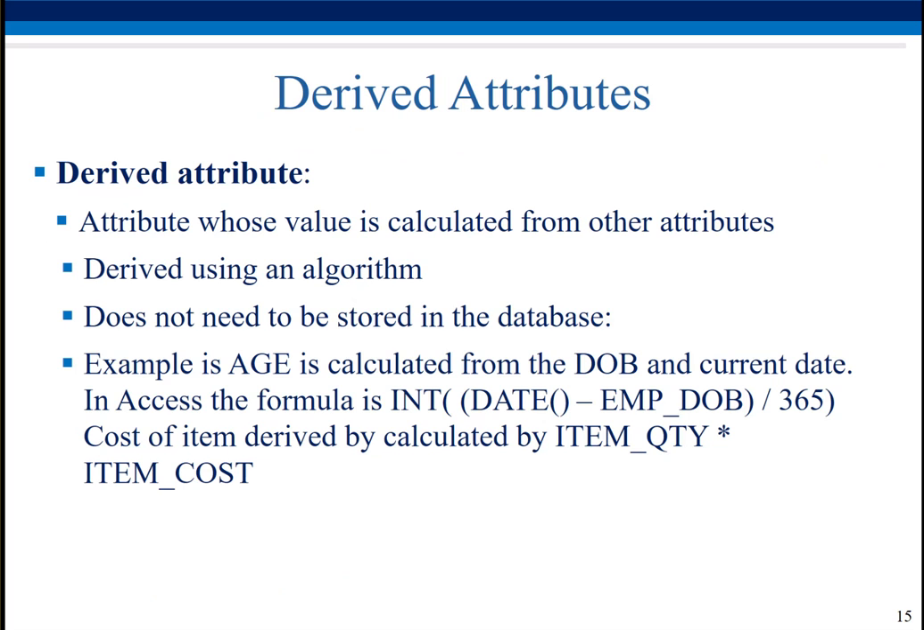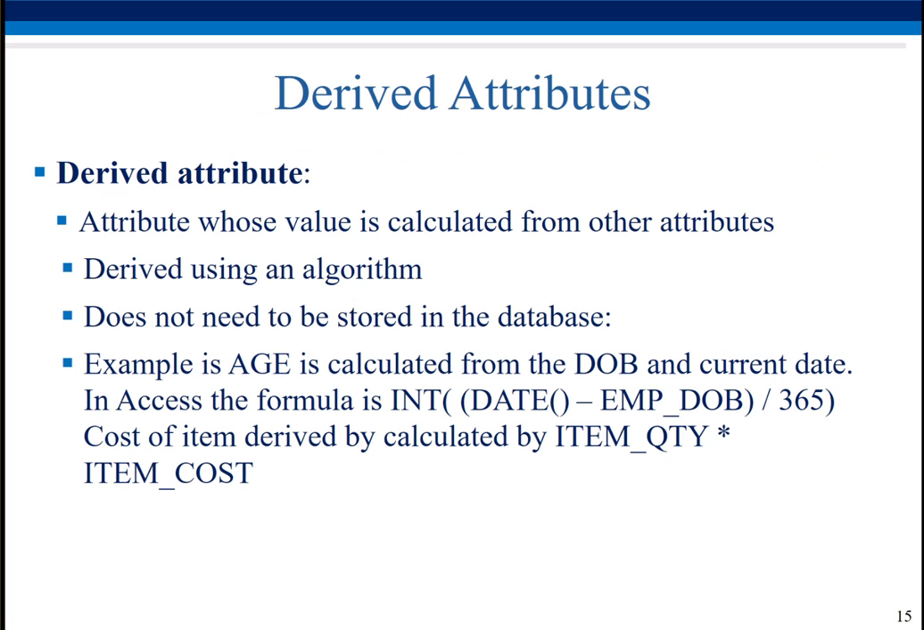A derived attribute is basically something that's calculated, such as age or an invoice cost. So you do not have to store it in a database. There are pros and cons for doing each one. I have a table that shows the pros and cons for each one.